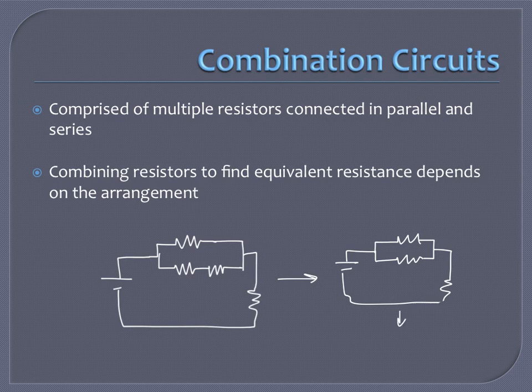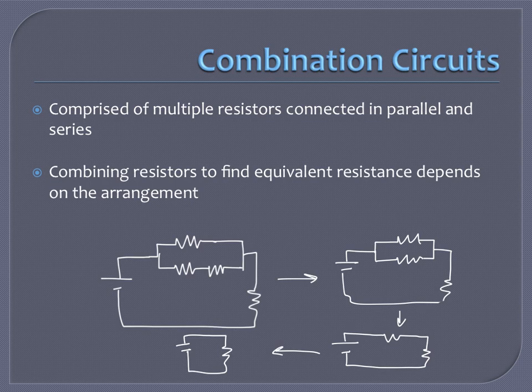Then from here, you're going to simplify that to this. And then from here, you'll finally finish off with a single resistor. So that's the aim of combination circuits. You start with this big monster and you simplify it little by little, combining two or more resistors at a time, either in series or in parallel to each other. So you see the progression here.